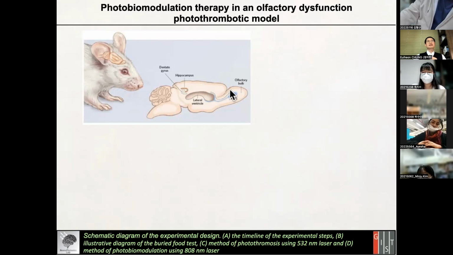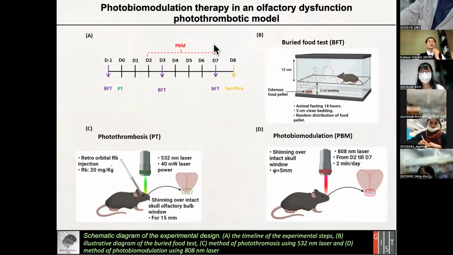So we considered this and made a disease model. We use a kind of stroke model, mimicking vascular dementia at the olfactory bulb. In this case, we made this mouse model by use of photothrombosis right onto the olfactory bulb. Then the animal will lose their ability to smell. That's what we call olfactory function.